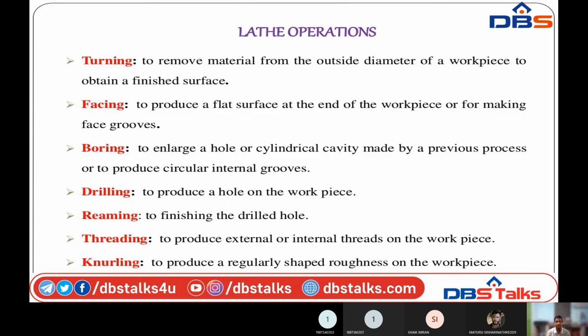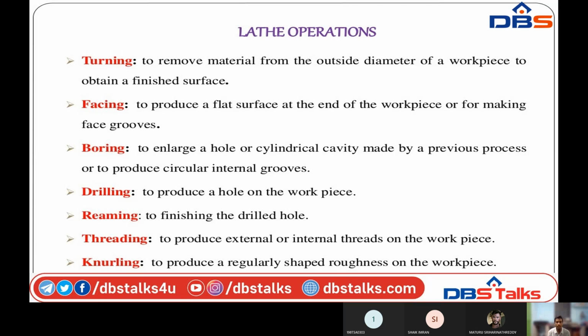Next, facing operation. Facing is removing material and producing flat surfaces using a lathe machine. Next, boring. We already know about that. Boring is enlarging a hole. An engine consists of a piston and bore. For the boring operation, we are enlarging the size or volume of the bore. Next, drilling process. Drilling is making a hole on the workpiece. Next, reaming. Reaming is similar to drilling, but after drilling, finishing is done by the reaming process.